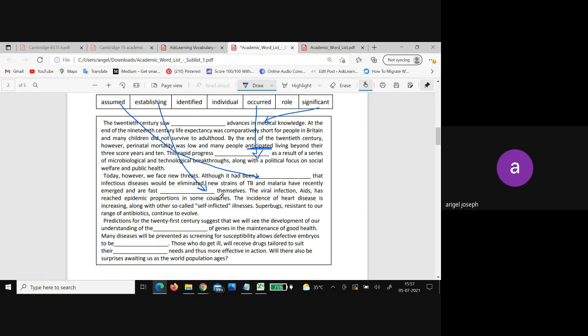Identified aanu kochu vidu ittathu. Mane, dekk. New strains of TB and malaria have vannappozhethekkeda nammal present lotu vannu. Recently, iyade aittu. Okay, have recently emerged.